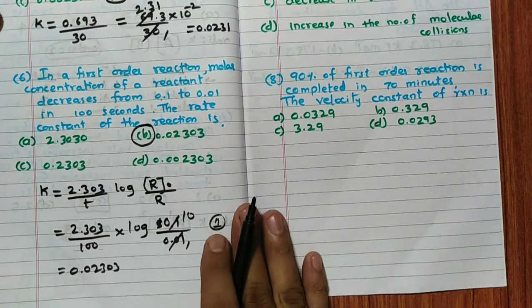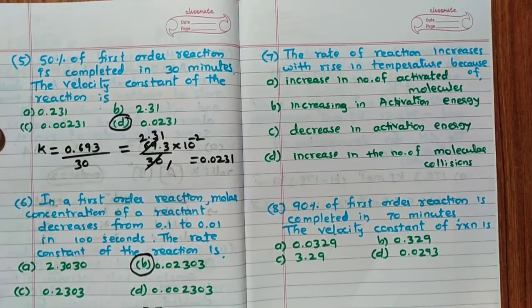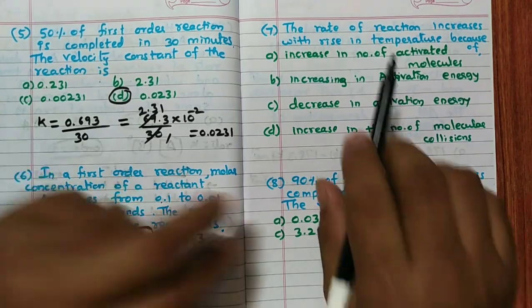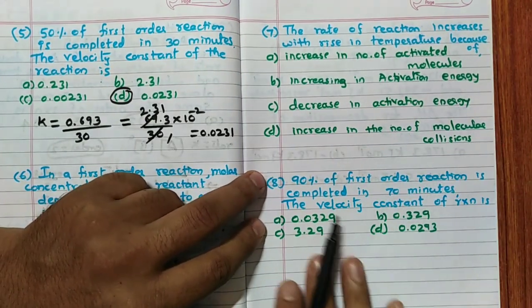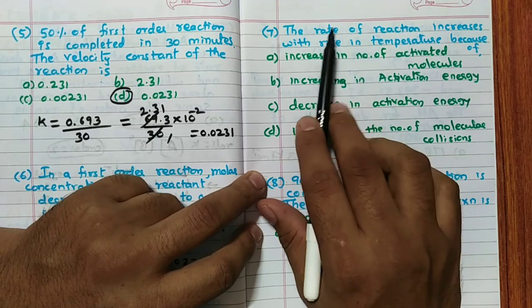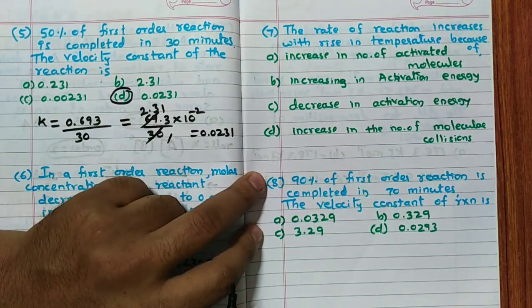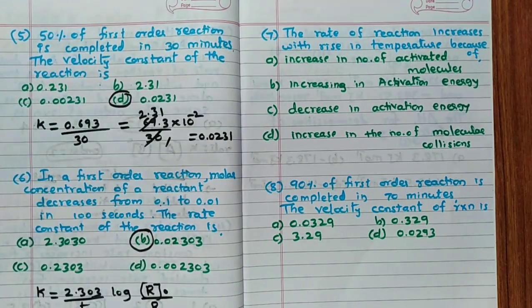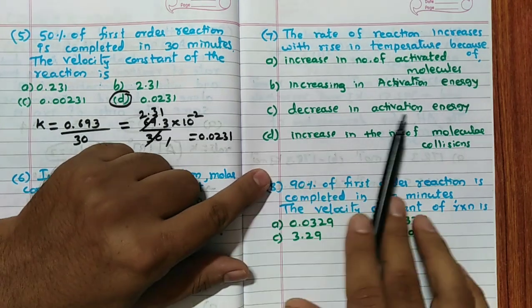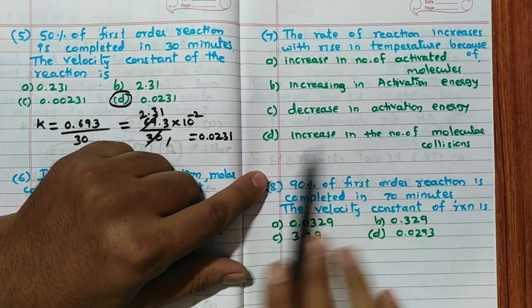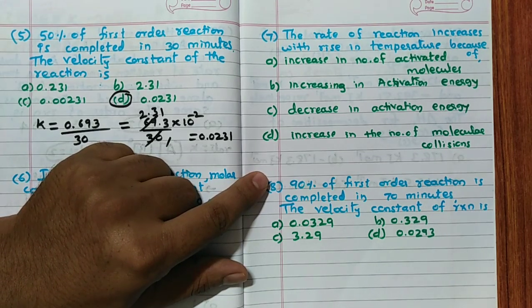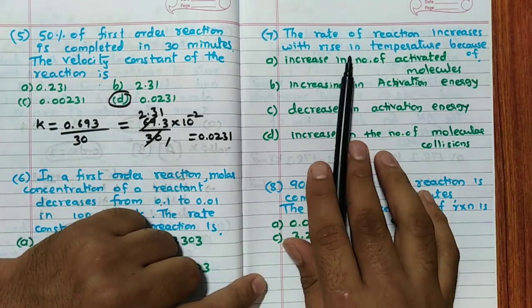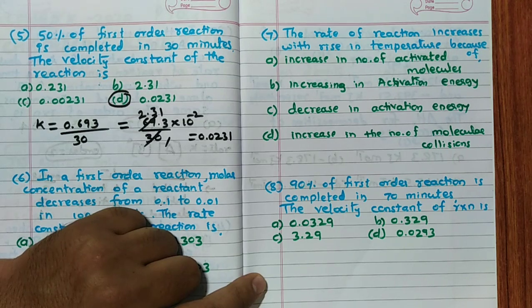Very important question. Seventh: the rate of reaction increases with rise in temperature because of... See, when temperature is increased, rate of reaction increases. Why? They are not asking which of the factors affect rate of reaction. Rate of reaction increases because of decrease in activation energy also, and increase in number of collisions also. But what they are asking is, when temperature increases, rate of reaction increases. What's the reason?